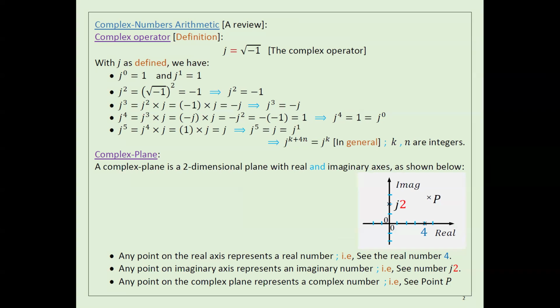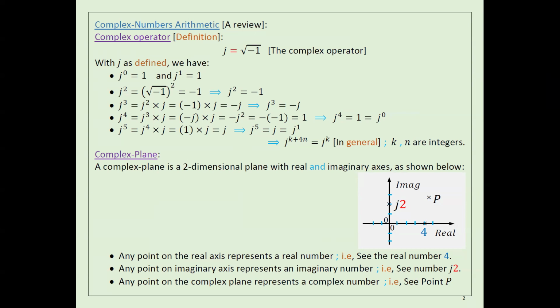Okay, so that's why I'm saying here in general, if you have j to the power k plus 4n, 4n is a multiple of 4, so this one should be 1. So j to the power k plus 4n is j to the power k times j to the power 4n. j to the power 4n is 1, so that's why it should equal j to the power k.